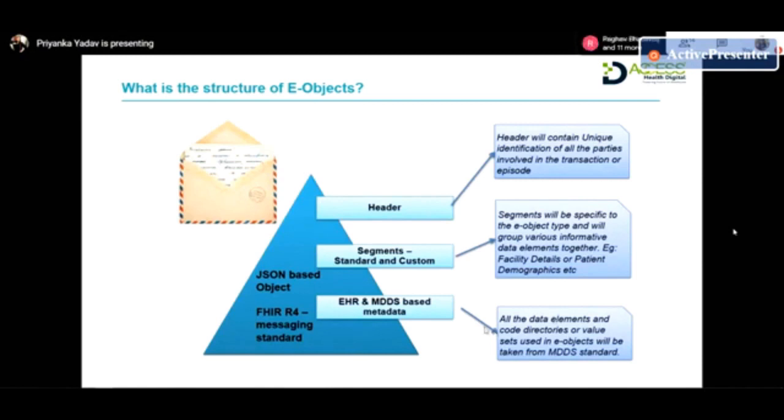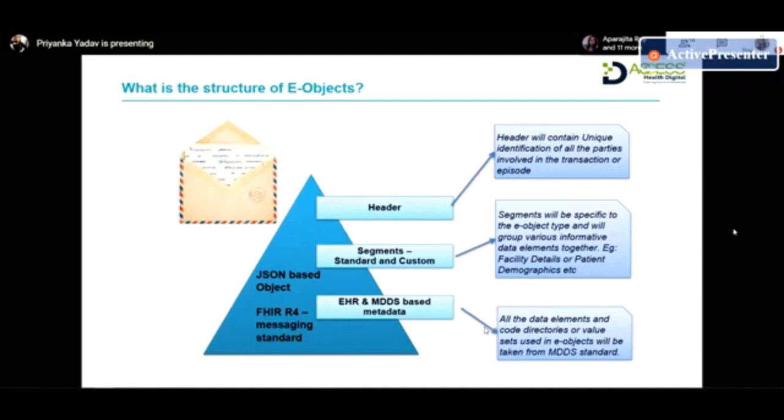And these segments have data elements which are nothing but EHR and MDDS based metadata. All the elements are MDDS elements which will have defined size and format. EHR standards have already defined that a diagnosis element should capture the diagnosis code using ICD 10/11. Procedure should be captured using SNOMED. So these standard code directories, which are international code directories, were defined in EHR. These objects are designed on the basis of these two important things.